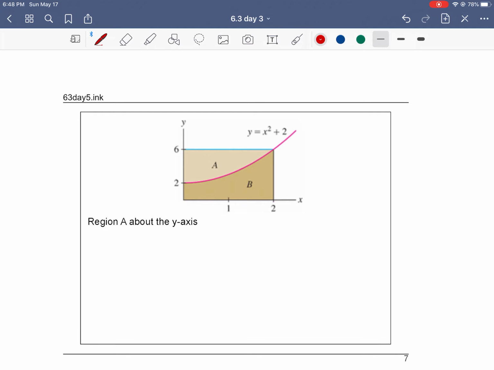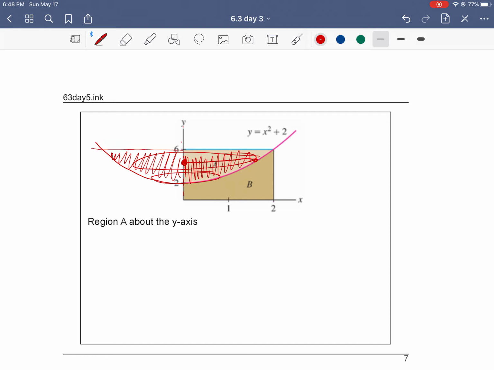Region A about the y-axis. Okay, so here is region A, bounded by the pink curve of y equals x squared plus 2, and the horizontal line y equals 6. And we're rotating it about the y-axis, which means that it is reflecting here and here. We have a solid, and it's spinning like that. It's a carousel problem.